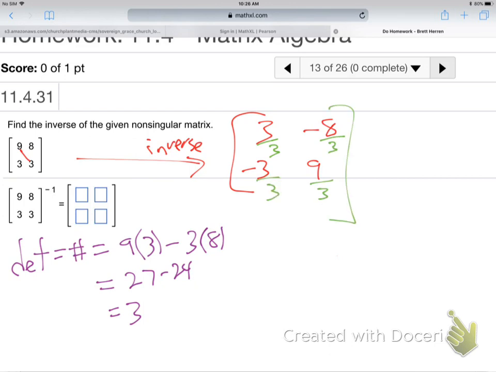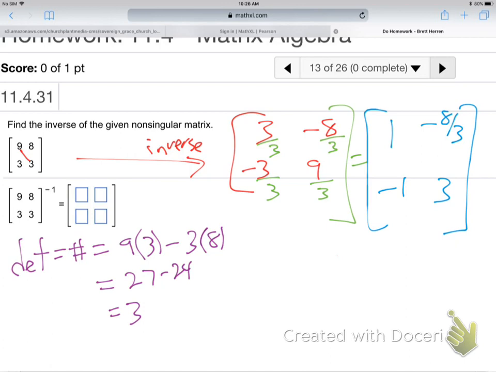And then you got to reduce some of those. The other one didn't need to reduce, this one does, huh? So that'll equal what? So 1, -8 thirds, -1, 3. And there we go. Is that okay? Finding the inverse of a 2 by 2.